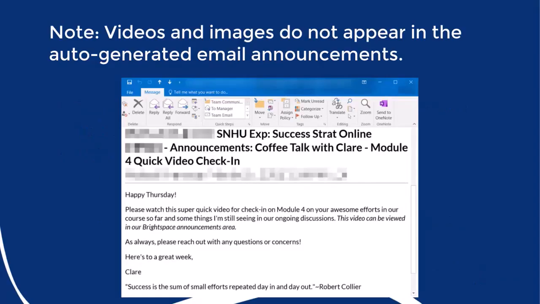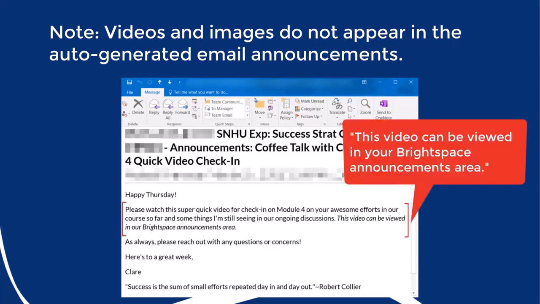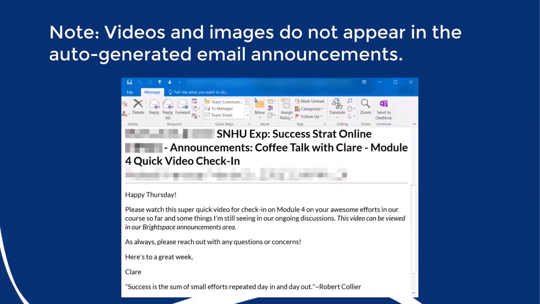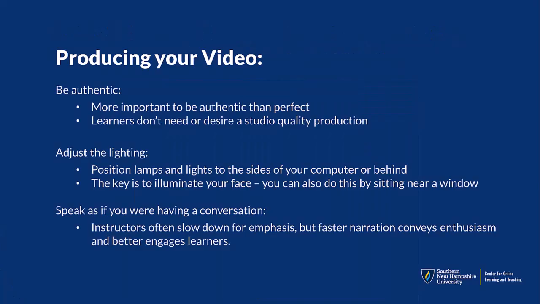Another important item to include in the body of your announcement is a sentence that directs a student to view the announcement within Brightspace. Now, when students receive the email notification that your announcement has been posted, the email will include text-based content from the announcement itself, but it will not include pictures or videos. Since some of your students may rely solely on their email to view their announcement, they can miss out on seeing the video if they don't understand that they need to log into their course to view your post.